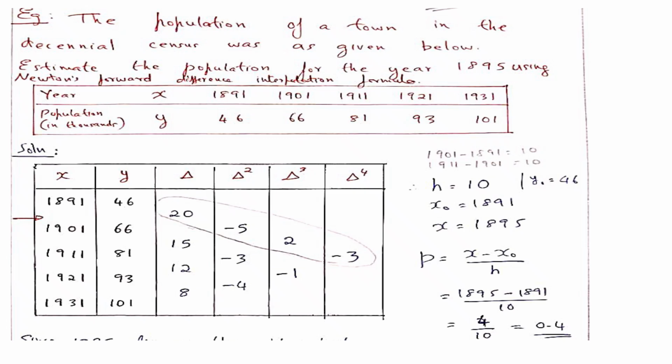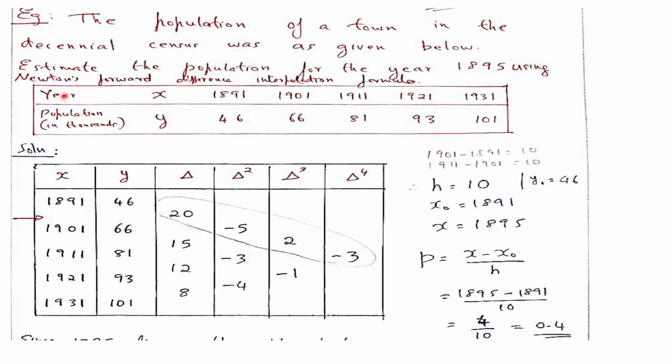Hello students, this concept is again coming under unit 1 of computational mathematics, a very important problem for 5 marks. The population of a town in the decennial census, that means census which is carried out once in 10 years, was as given below. Estimate the population for the year 1895 using Newton's forward difference interpolation formula.